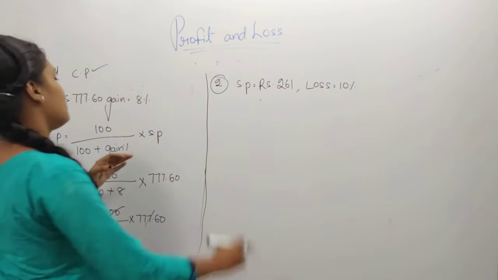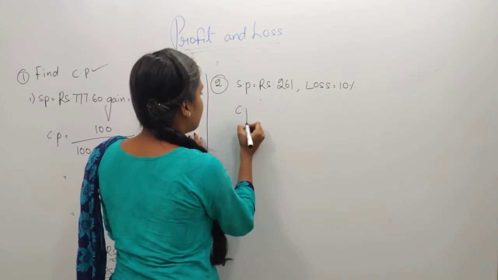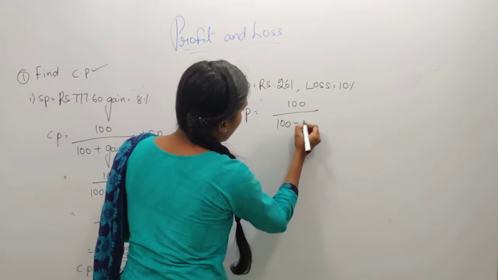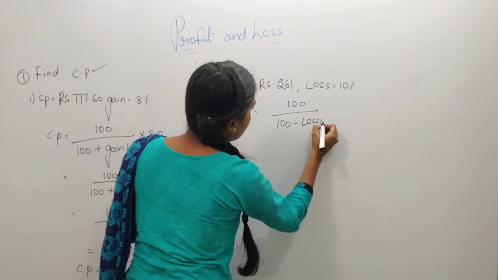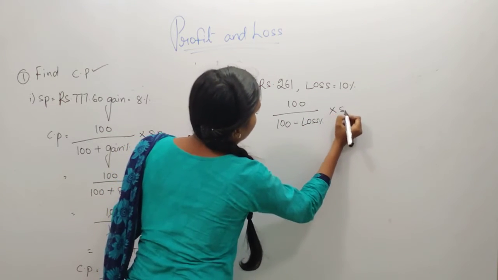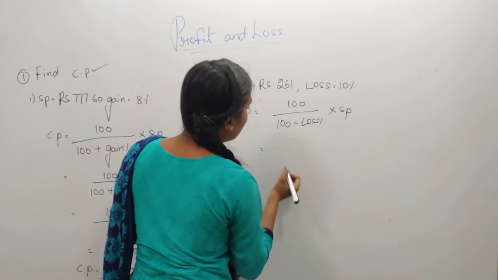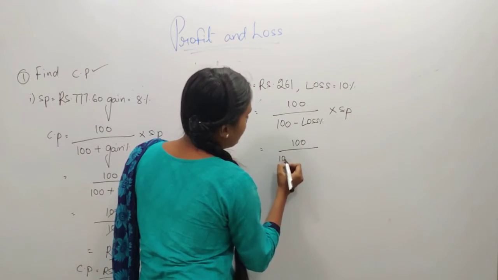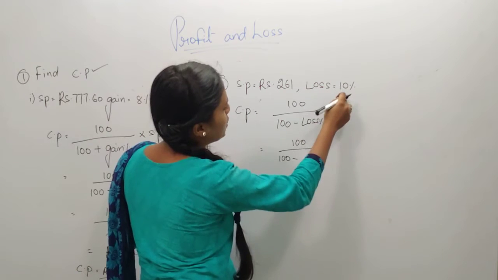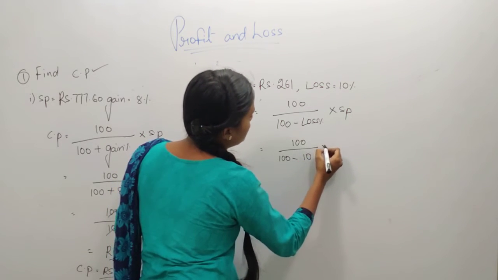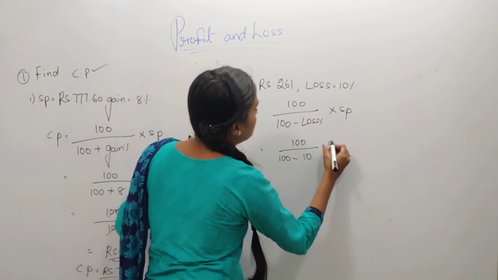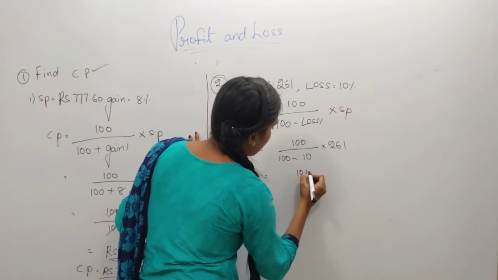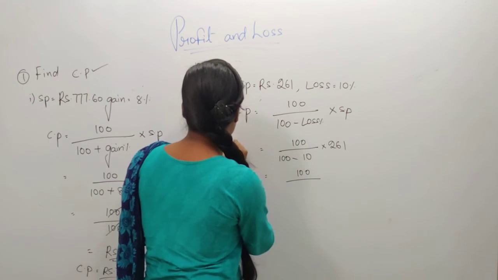Now we will find it for loss. What is the formula for loss? CP is equal to 100 by (100 minus loss percent) into SP. Okay, then substitute the question values. 100 by 100 minus loss percent, what is given in the question, 10, into SP, how much is given, 261 rupees. Then do subtraction. 100 by 100 minus 10, how much?